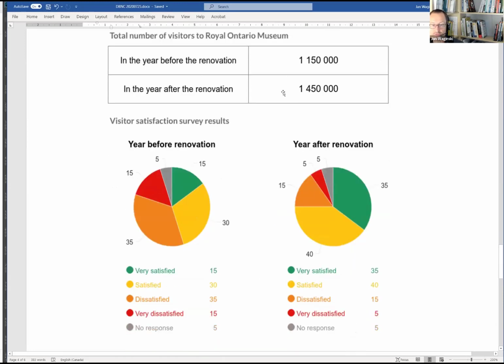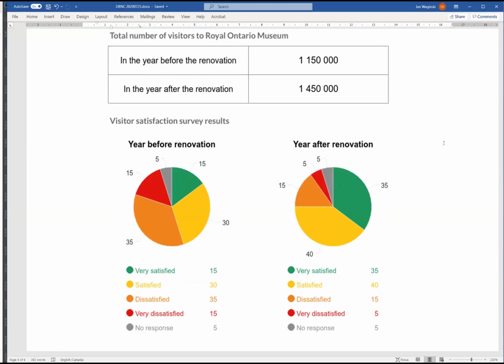All right, so first you've got this little table. In the year before the renovation, this is the number of visitors. In the year after the renovation, the number of visitors. And then visitor satisfaction survey results the year before the renovation and the year after the renovation. Okay, so what are the big patterns here? What happened to the number of visitors, roughly speaking? Increased. By about how much?